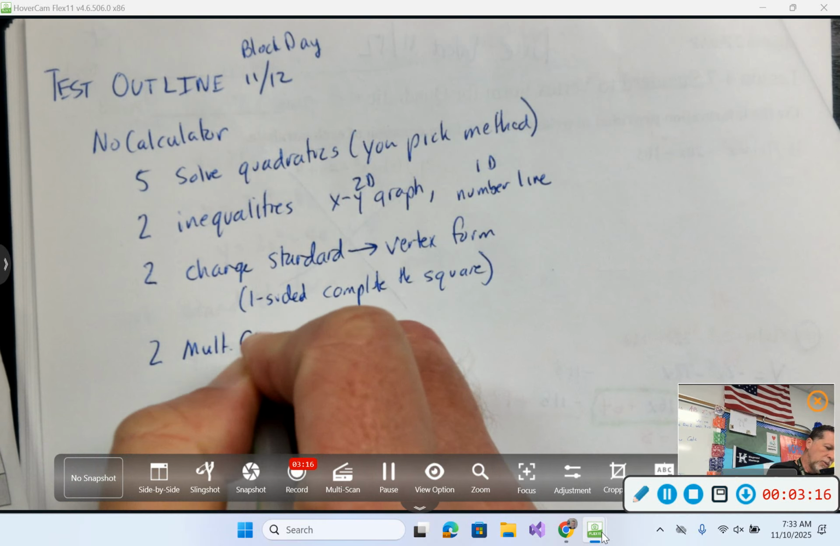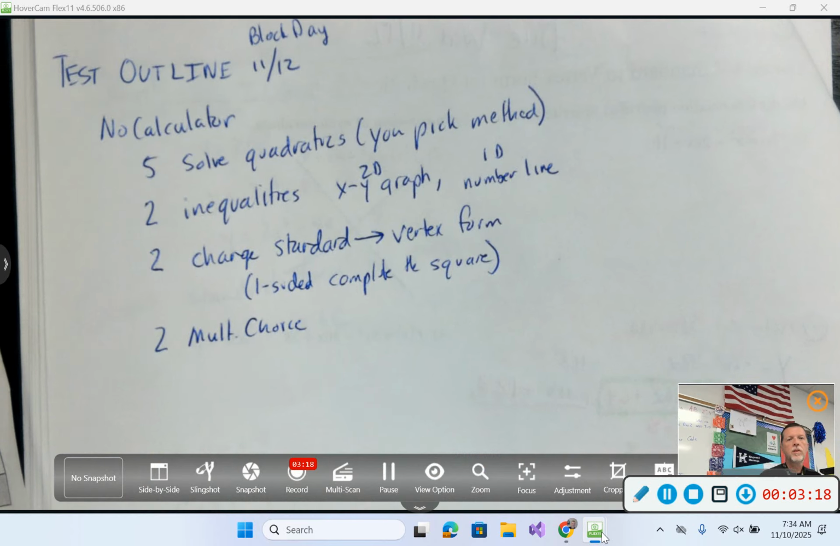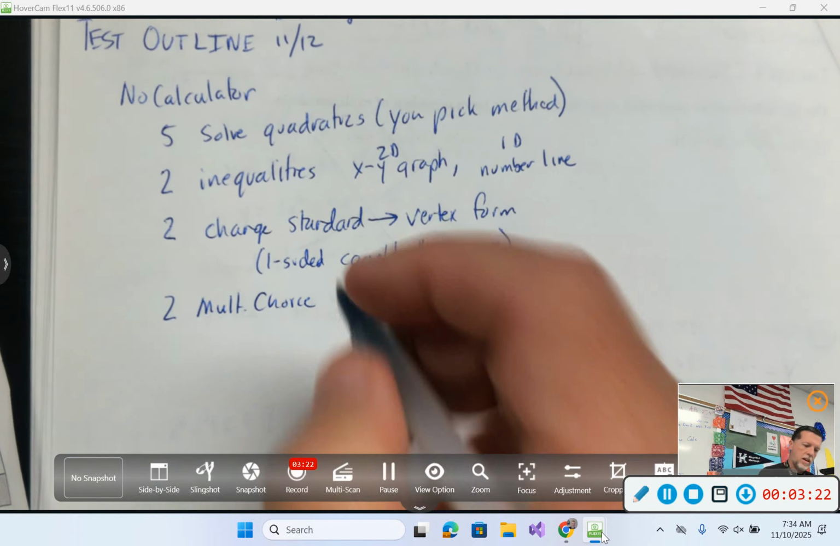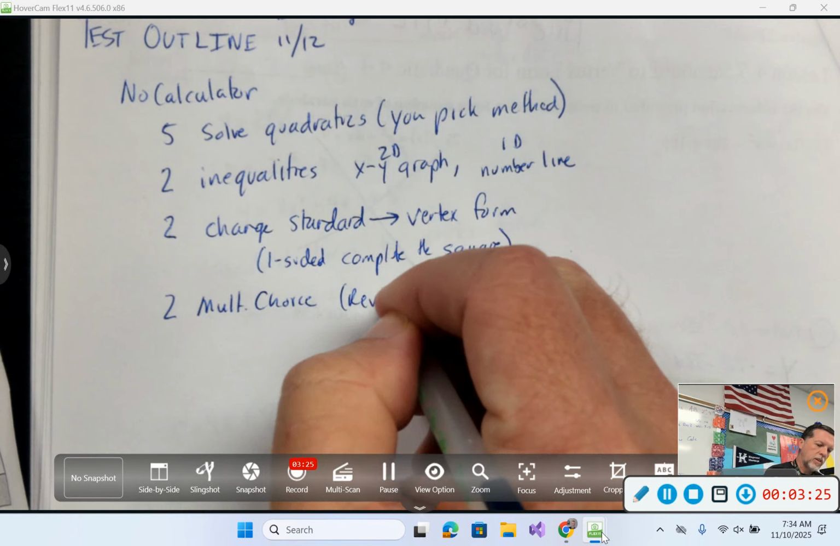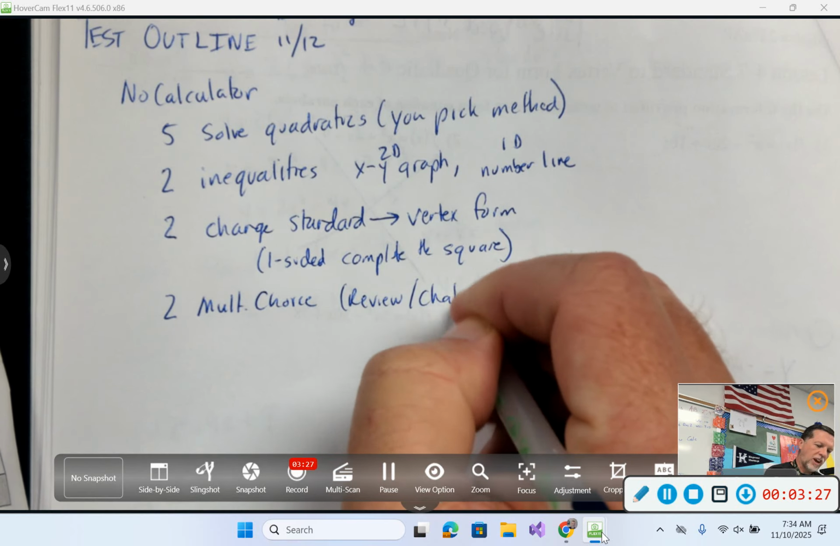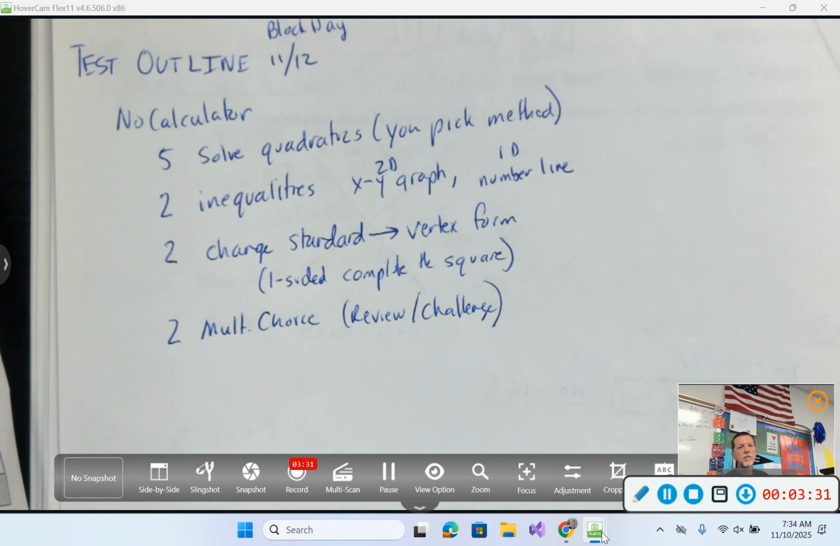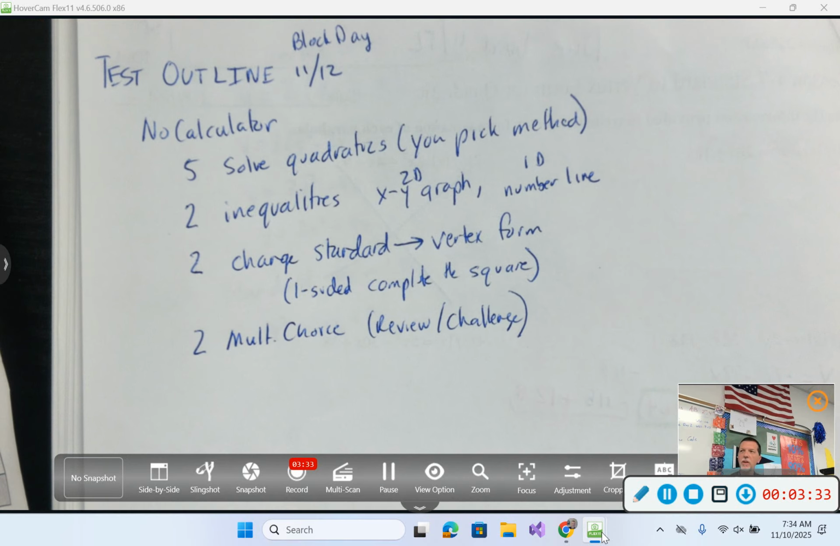And then 2 multiple choice. I would classify those as review/challenge type questions. So, not really much you could do to study for them, other than make sure you know everything you're supposed to know.